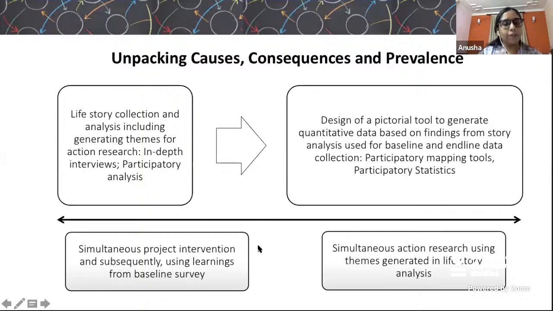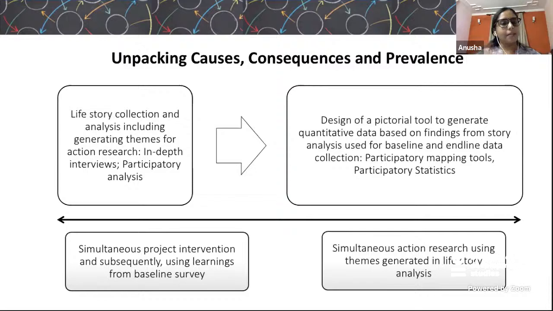Then the second part of it, drawing from this, was designing the tools based on the life story analysis, designing a tool that could be used by the communities. It was essential that the tool had to be a pictorial tool, because we were working with communities that were to a large extent not literate. And for them to have ownership of the data, ownership of the research, it was important that this tool would be something that they could understand and work with.